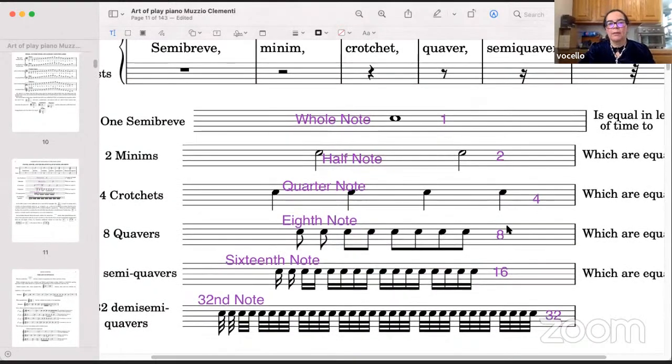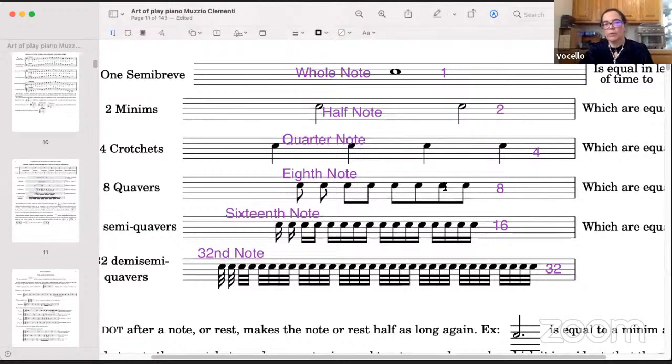Okay. If the time signature on the denominator has 4, it's going to be the quarter note. And the numerator could be any number that we wish.